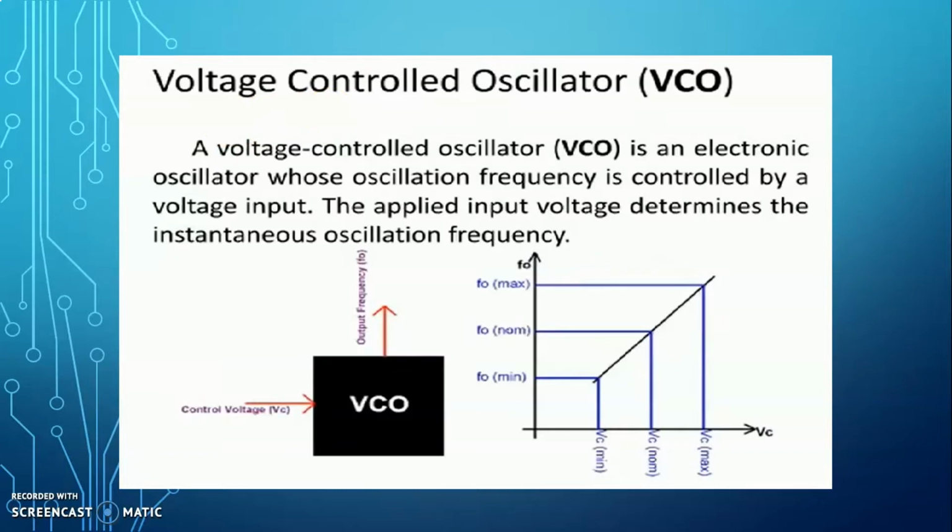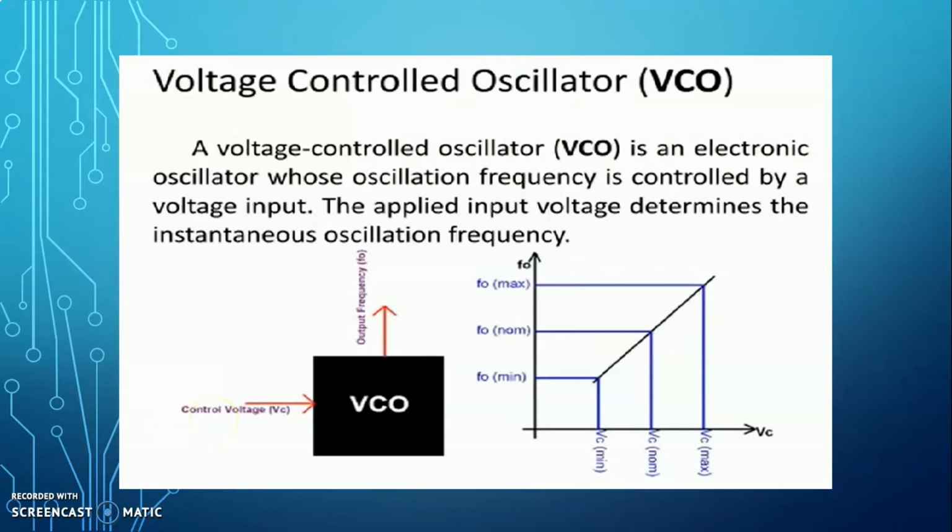A voltage controlled oscillator is an electronic oscillator whose oscillation frequency is controlled by a voltage input. The applied input voltage determines the instantaneous oscillation frequency. That is, the voltage controlled oscillator is an electronic circuit in which the output signal frequency can be controlled by using the applied voltage. The applied voltage is also called the control voltage.